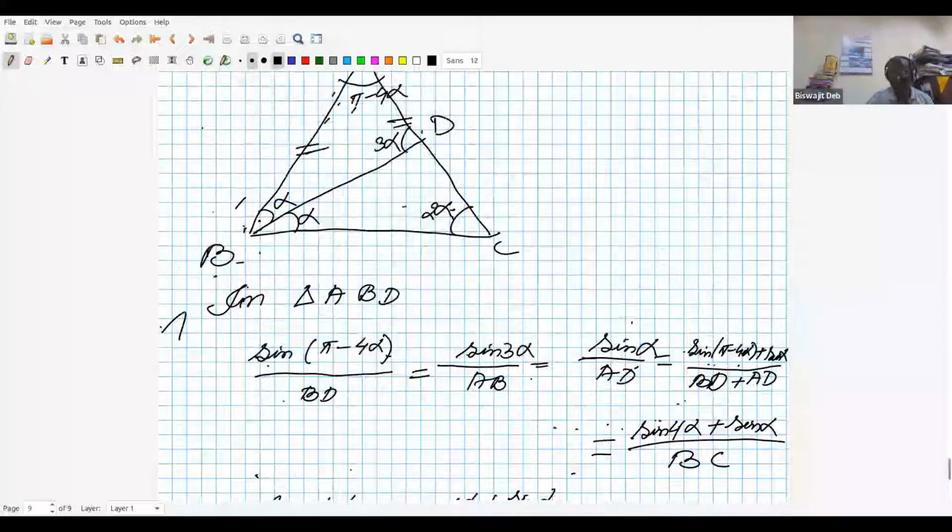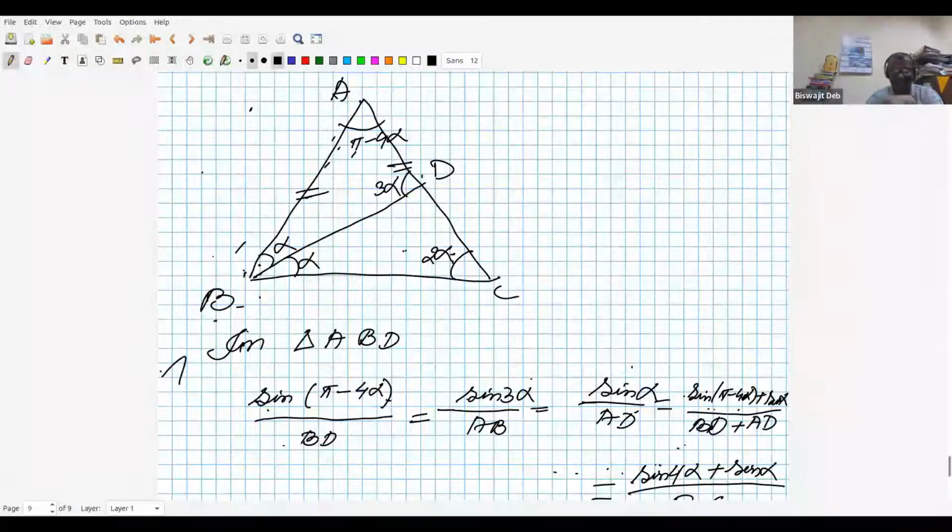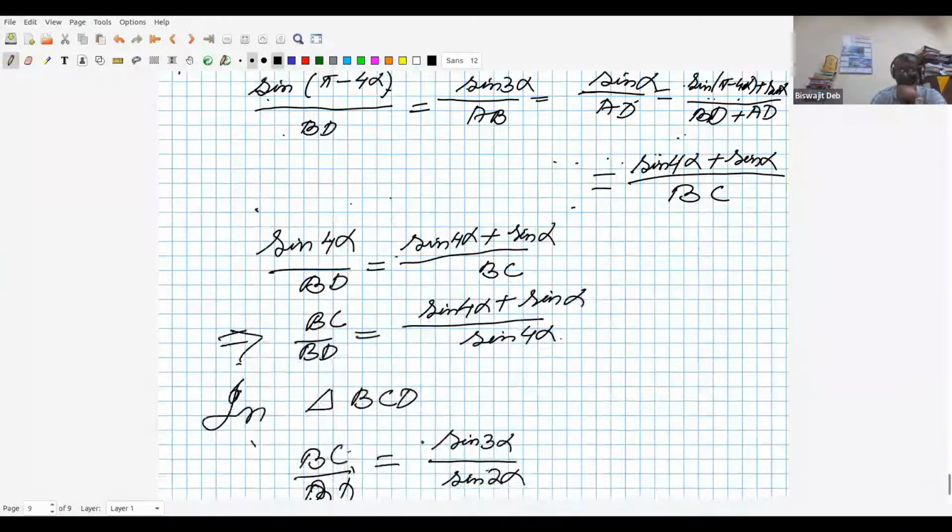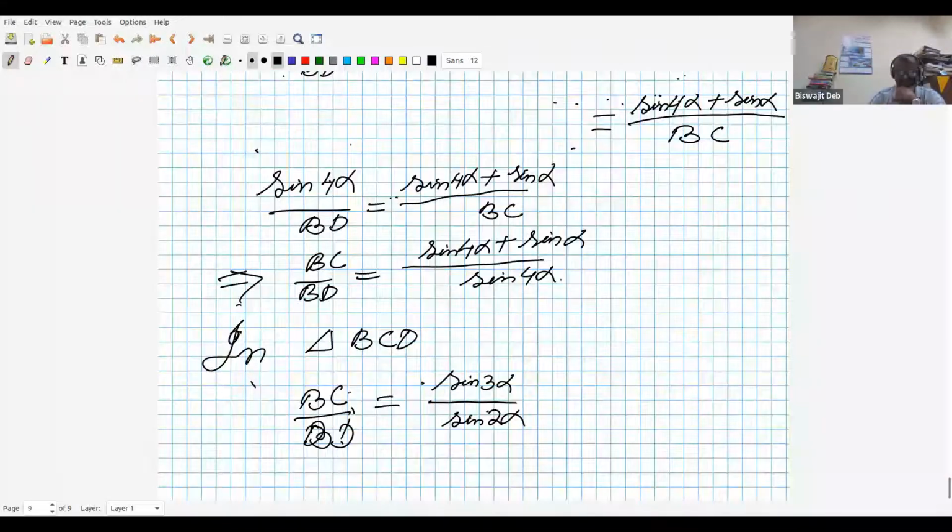So BC by BD means, so I'm taking BC. If I consider this angle, what is this angle? This is pi minus 3 alpha. So sine pi minus 3 alpha by BC, that means sine 3 alpha by BC is equal to sine 2 alpha by BD. And from there you can get BC by BD equal to sine 3 alpha by sine 2 alpha. So that's what we are getting here.